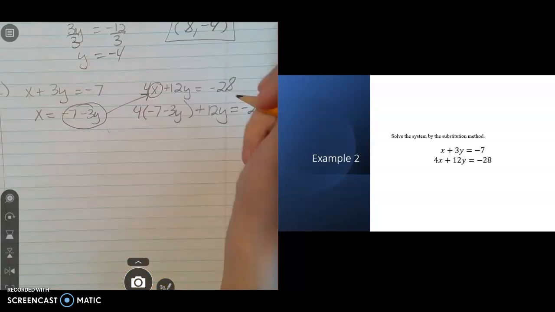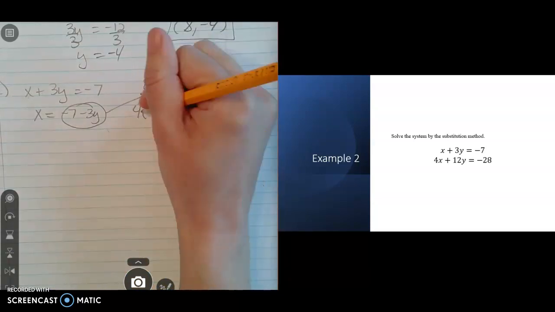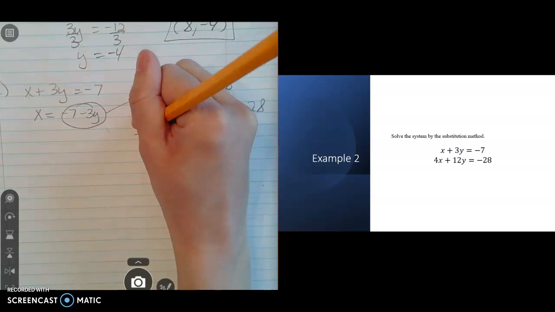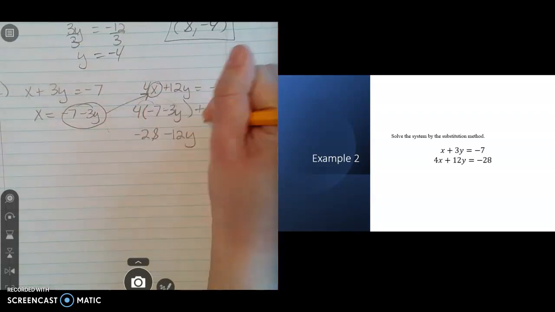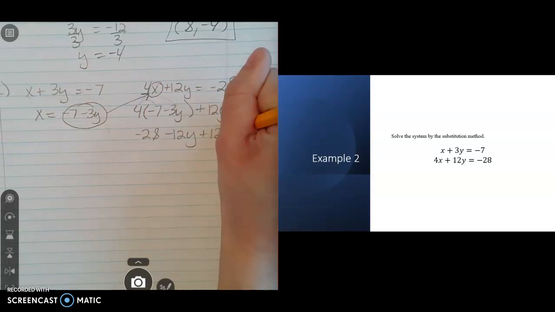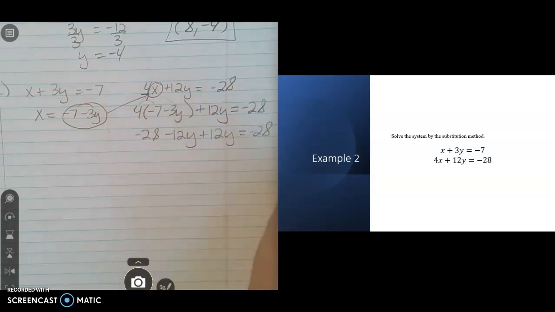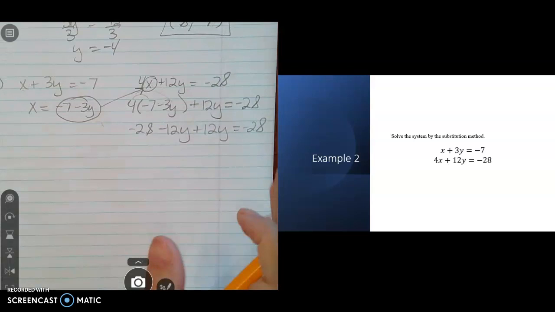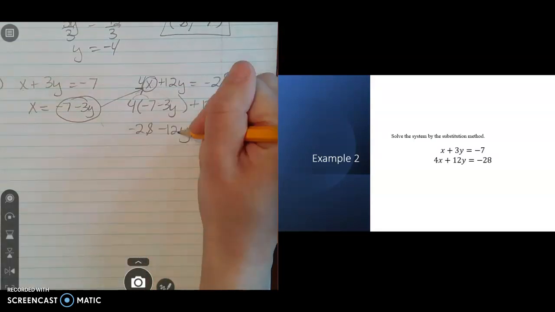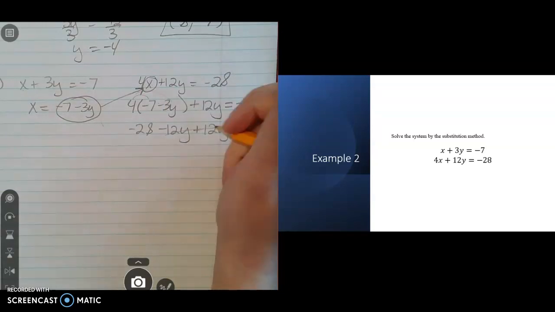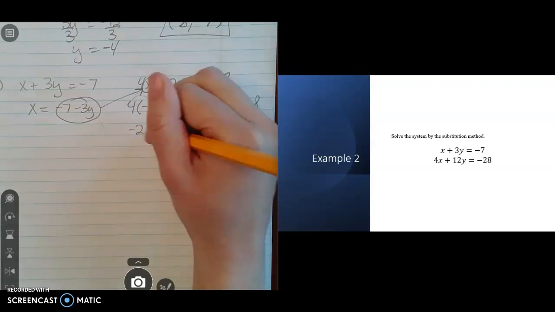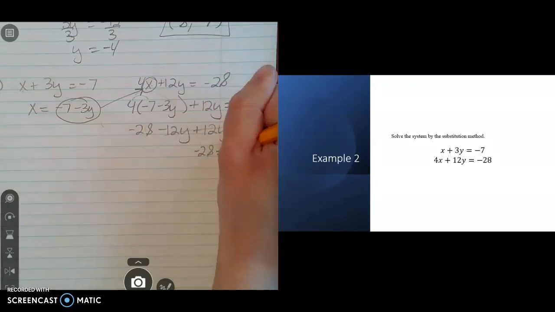So from here, I will distribute my 4. So 4 times -7 would be -28. 4 times -3y would be -12y. We still have a plus 12y, and we still have a -28. From here, if I combine like terms, that -12y plus 12y, that's 0. And what happens is we cancel out our y's. So we don't have them anymore. That equaled 0, so now I have -28 equals -28.